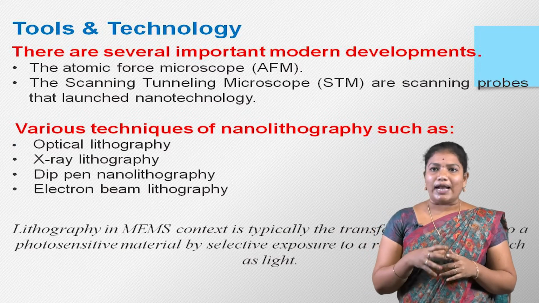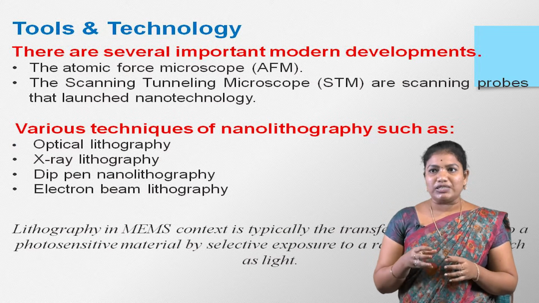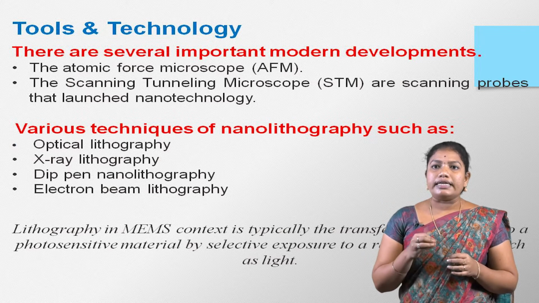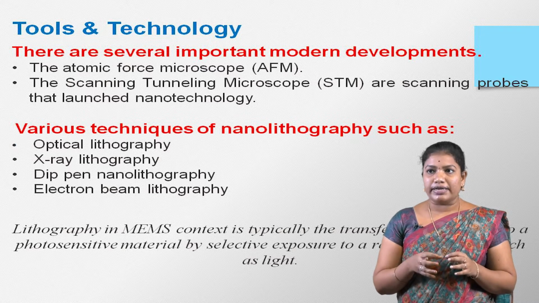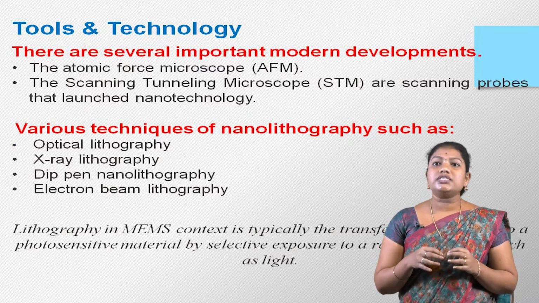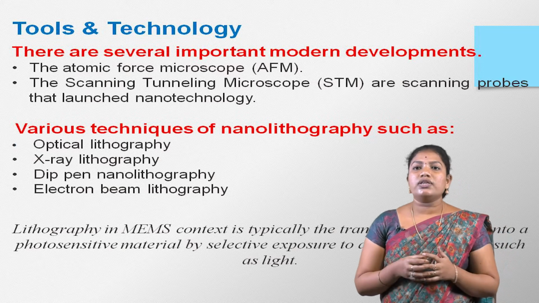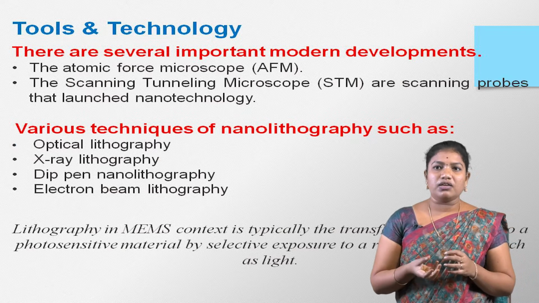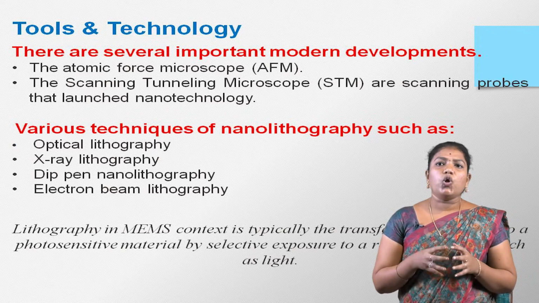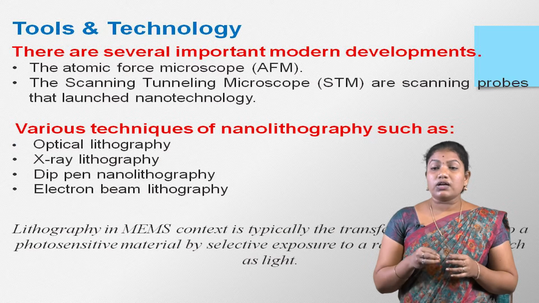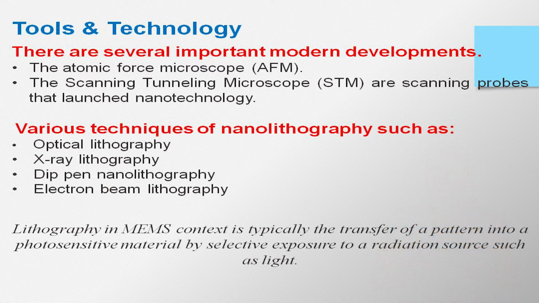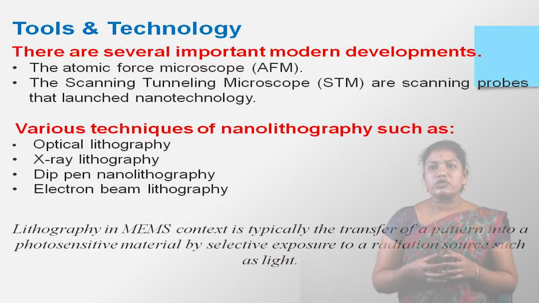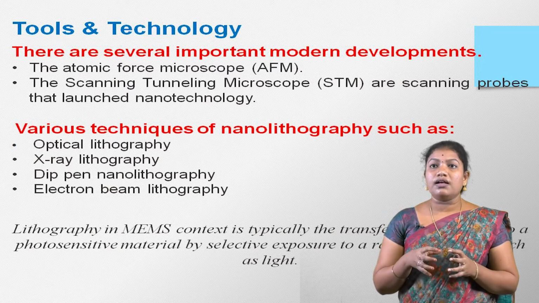Dip-pen nanolithography is a scanning probe lithography technique where an atomic force microscope tip is used to create patterns directly on a range of substances with a variety of lengths. The last one, electron beam lithography, is like an inkjet printer. Lithography generally means the transfer of a pattern into a photosensitive material by selective exposure to a radiation source such as light.